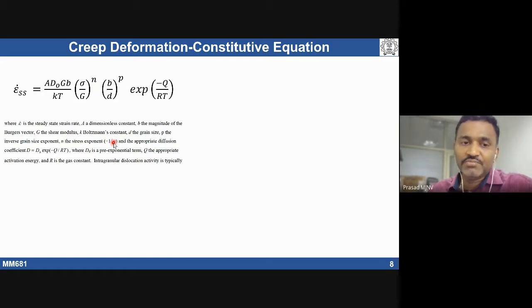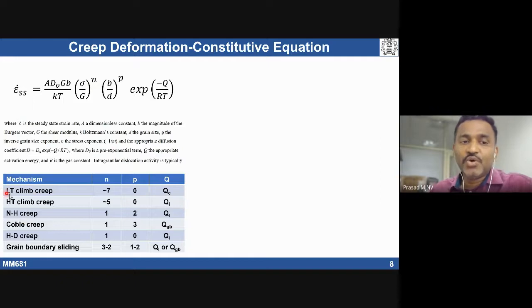If I list down some important creep mechanisms that we see when you deform metal at elevated temperatures, we see low temperature climb and high temperature climb creep. These are dislocation creep mechanisms. We also see Nabarro-Herring creep and Coble creep, which are the common category of diffusion creep, and Harper-Dorn creep. Harper-Dorn creep happens under very low stresses and very high temperatures. We also see grain boundary sliding, which is a kind of accommodating mechanism that happens during deformation of materials.